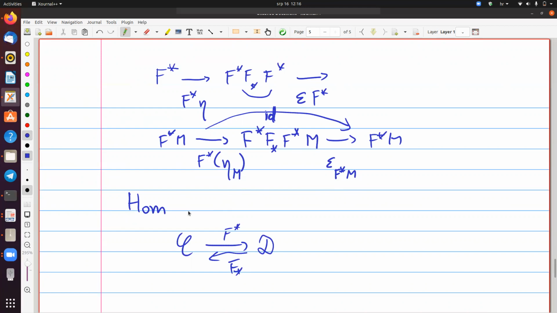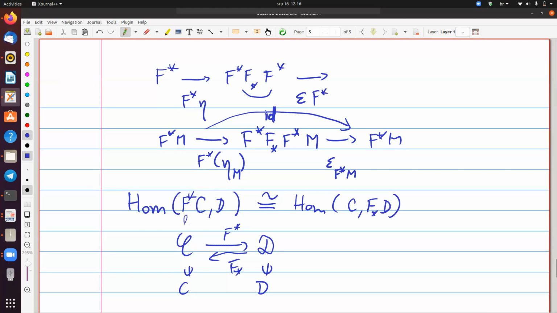So for every pair, there is a natural transformation, there is a bijection natural in both variables between Homs. And here I take f upper star of anything of C to D, where C is an object in C and D is an object in D, to C f lower star D. So this is left, here's left, here's right.